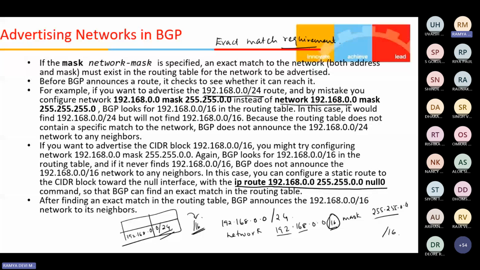So the network command defines what network prefix should be advertised. The neighbor command defines where those prefixes should be advertised. That is the main difference. BGP can only advertise the prefixes which already exist in the routing table with an exact match. If it is not matching, it will not advertise it. So if you want to advertise an aggregate, you have to use a static route to Null 0, so that BGP can find it and announce it.